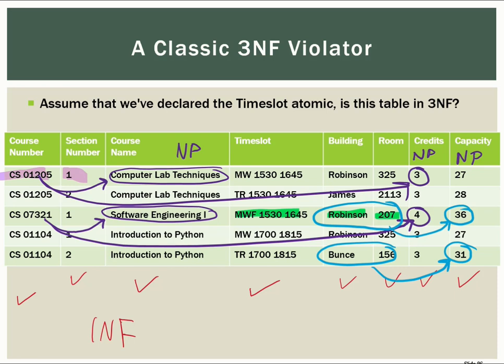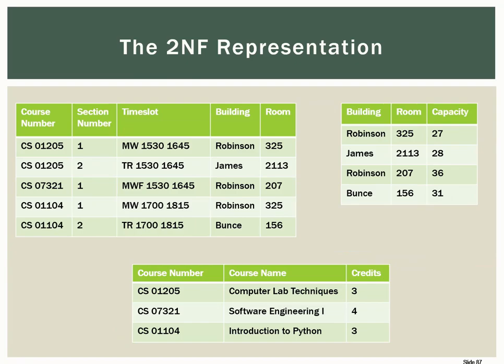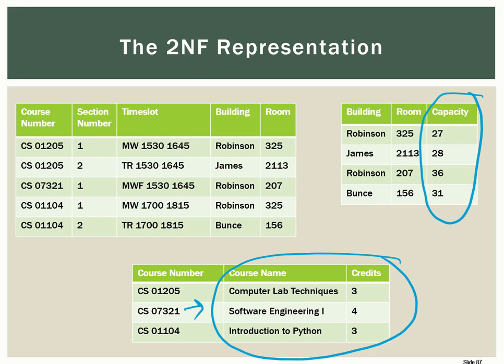So we can say that this system is not in second normal form, and therefore it is not in third normal form either. And this is the second normal form representation of the table, where the fields that were related to the course number, the course name, and credits were pulled into their own table. And the field that was the capacity of the room was pulled into its own table. So all the non-prime attributes have been removed. Now we are in second normal form.